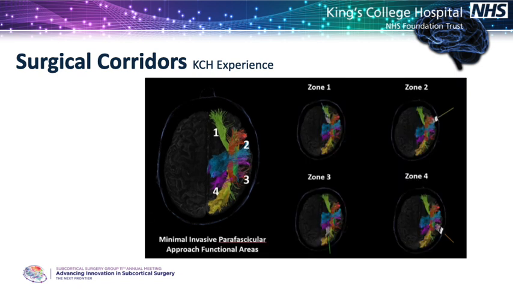So as you can see, the zones that we talk about, and zones 1 and 4 have really become the workhorses for us in terms of MIPS. But zone 1, particularly, is the zone that's most associated with a preoperative deficit, either speech or motor, given its eloquence.